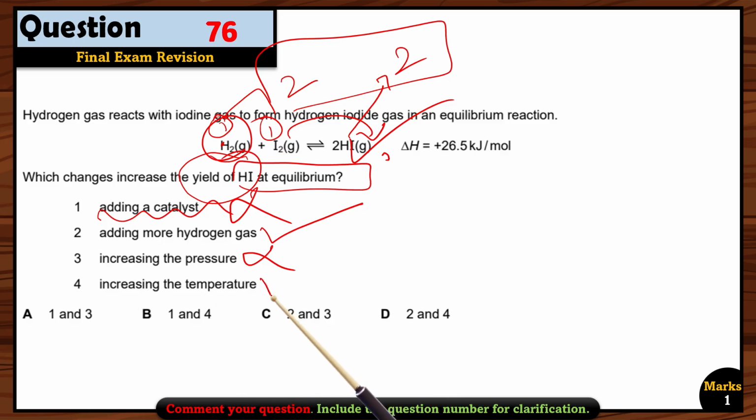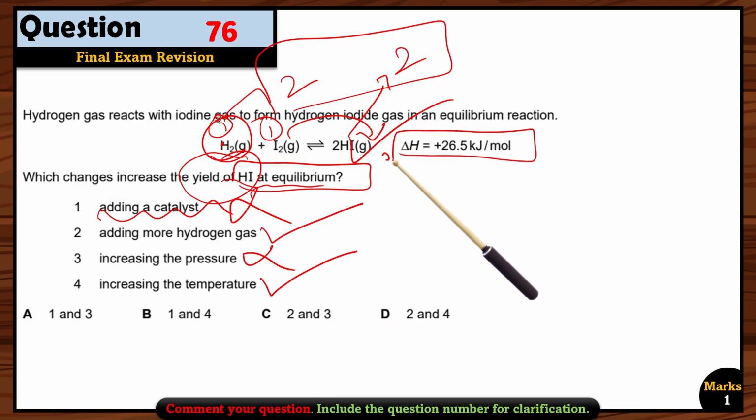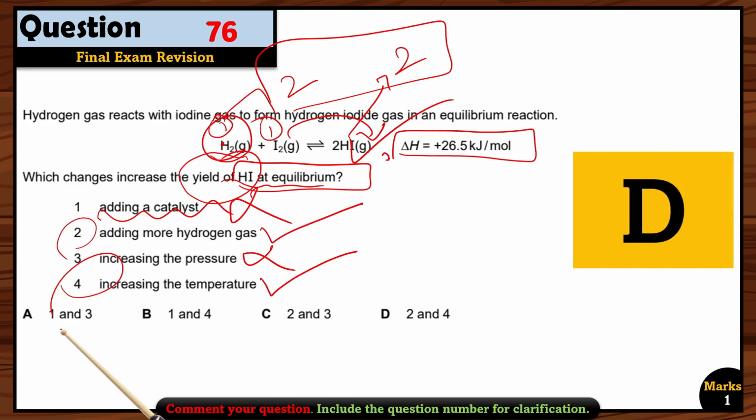Let's see for temperature. Of course, if you increase the temperature, the rate of reaction will increase, right? But what about the yield? Will the yield of HI increase? Yes. Why? Because delta H is positive, endothermic. The reaction is endothermic, so increasing the temperature will favor the right side. It will help you to get more products. So option 2 and option 4 are the right options, that is option D.